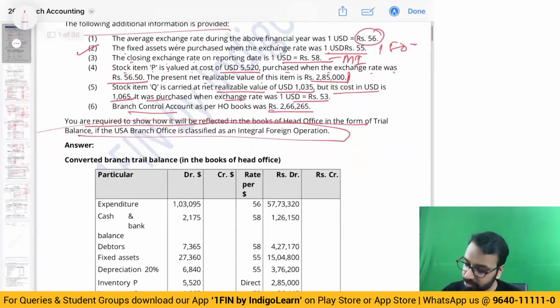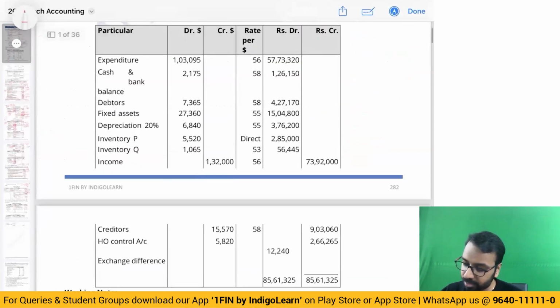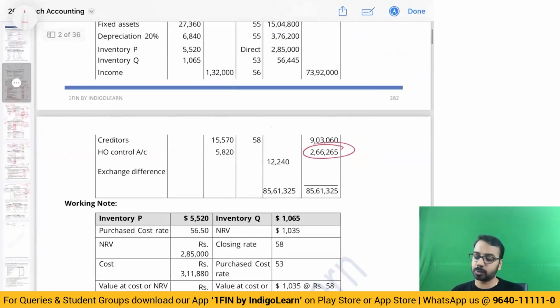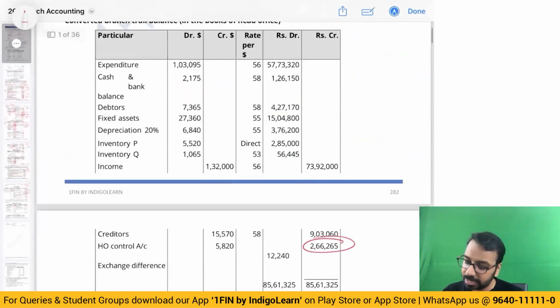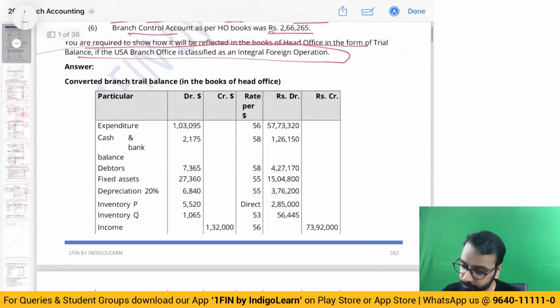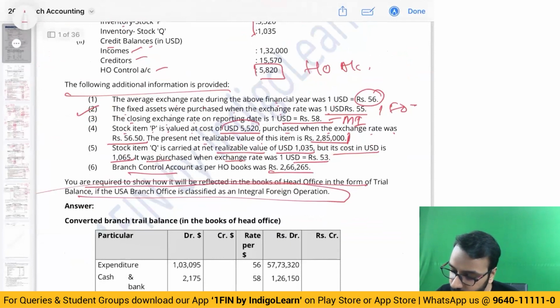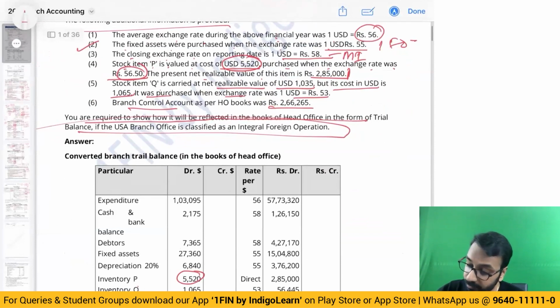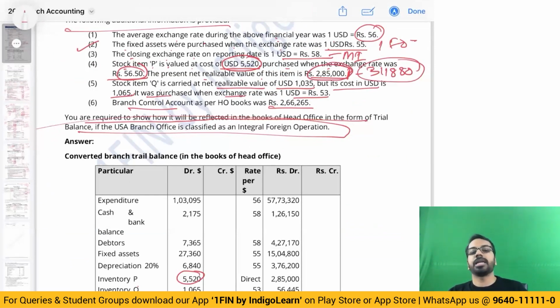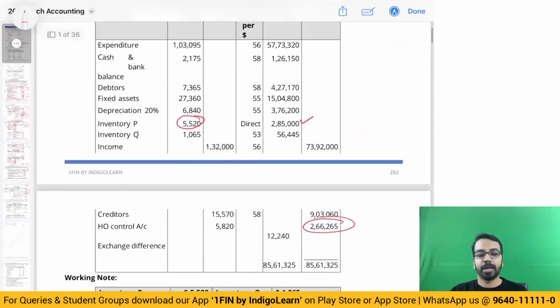Branch control account is 266. So this branch control account, whatever you get, you can directly take it here. Now, inventory P: 5520 multiplied by 56.5, we get 3,11,880. NRV, they have said 285. We cannot take it more than NRV, so we'll take it at 285 only.